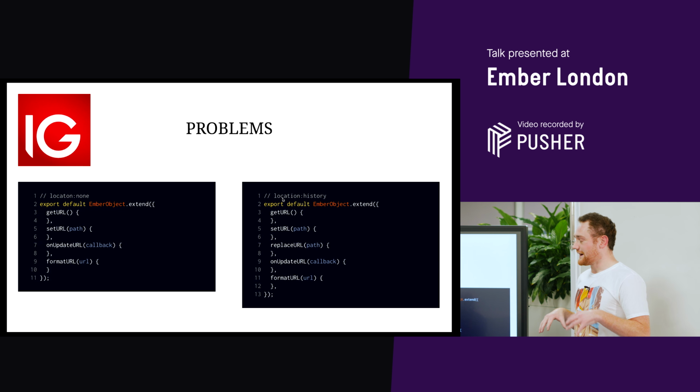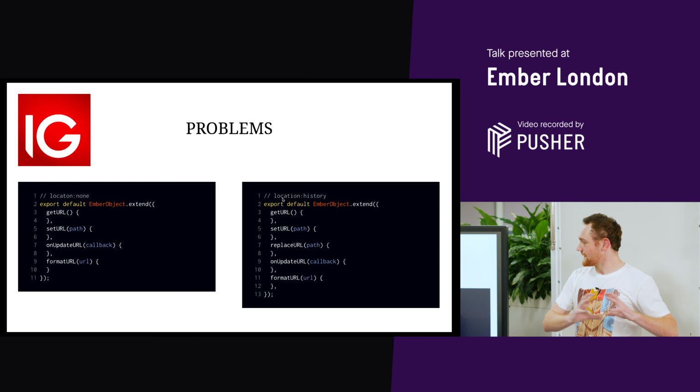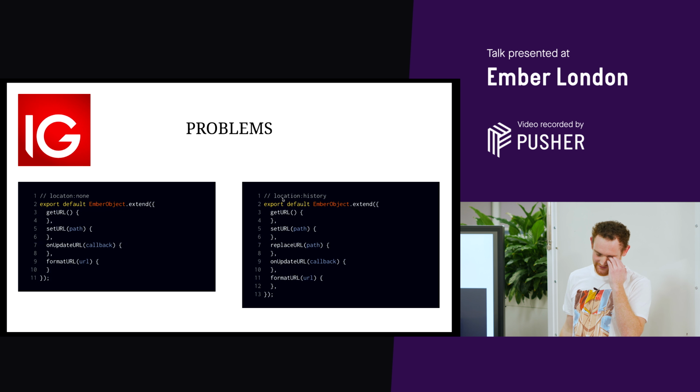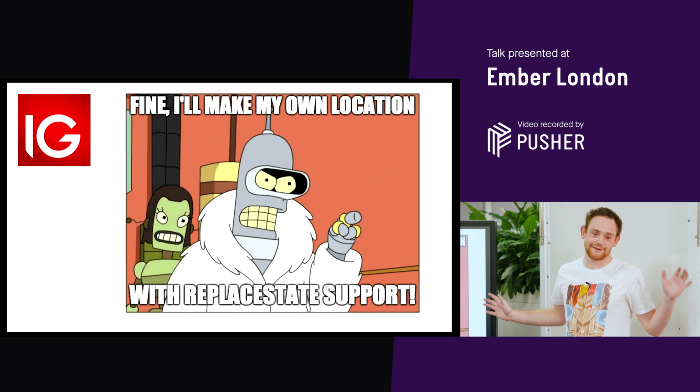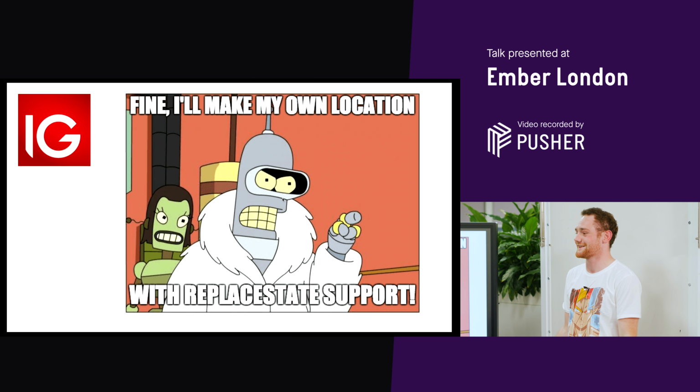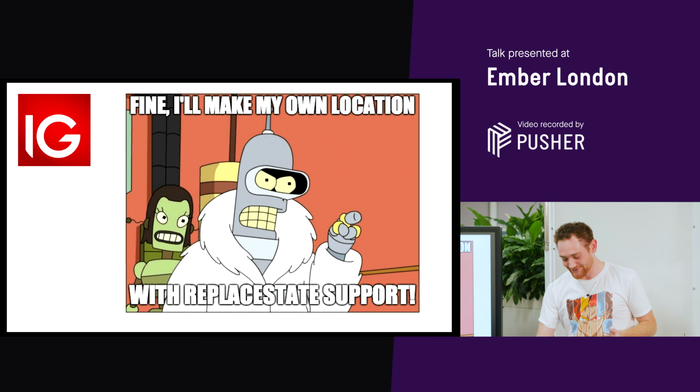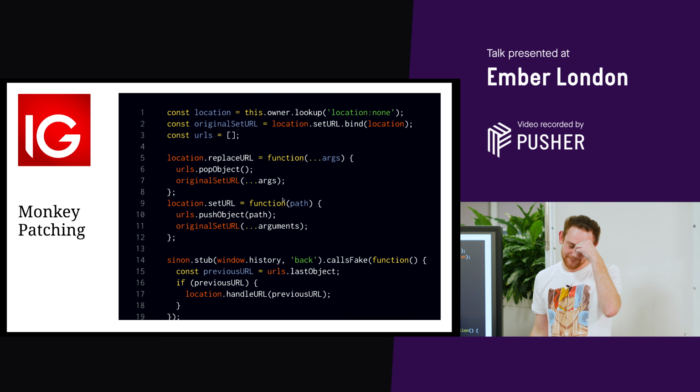So at this point, I was pretty mad. I'm not going to lie. This is the abridged version. This was about a week of my life to get here, and I was like, fine, I'll make my own location with replace state support. And so I did, basically just by monkey patching onto location none.